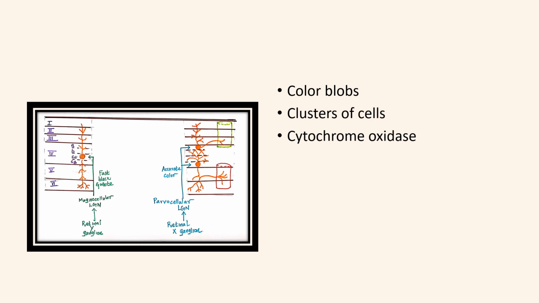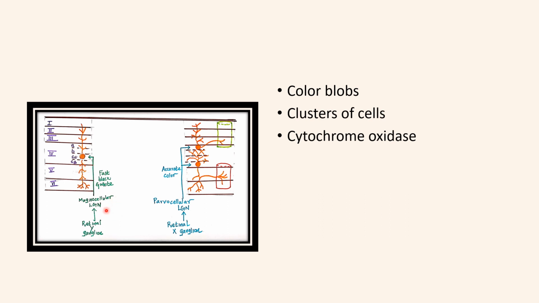Like the layers of the lateral geniculate body, the primary visual cortex also has 6 layers: 1, 2, 3, 4, 5, 6. From the lateral geniculate body, the fibers terminate in layer 4 of the primary visual cortex. Layer 4 also contains pyramidal cells. Layer 4 is again divided into A, B, C alpha, C beta.